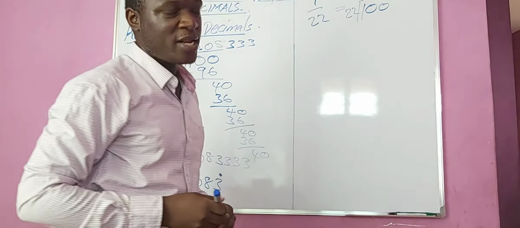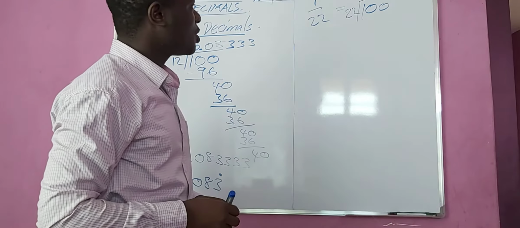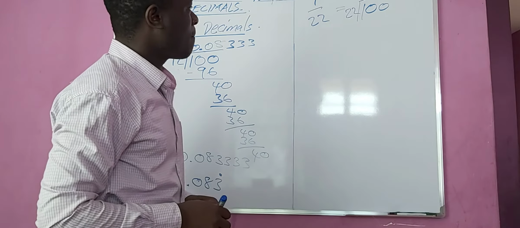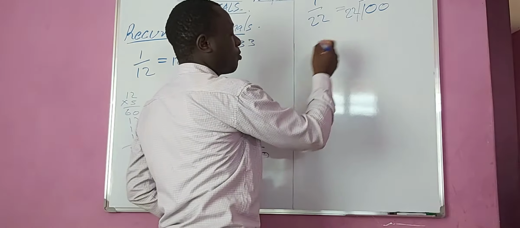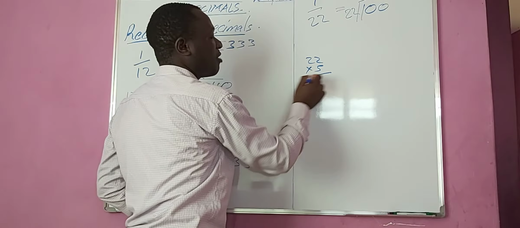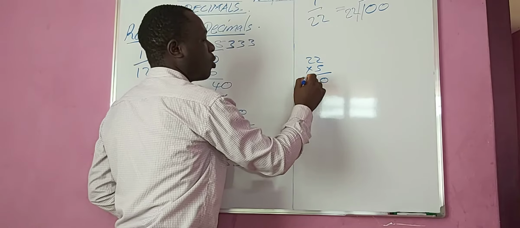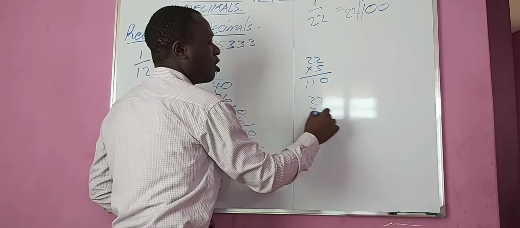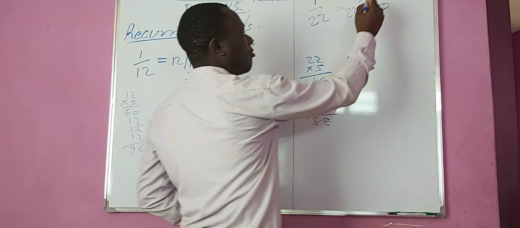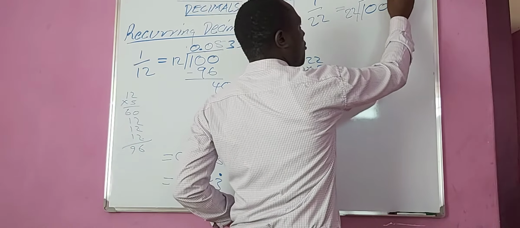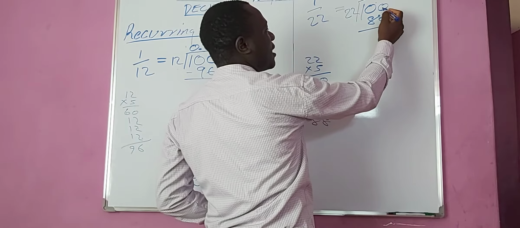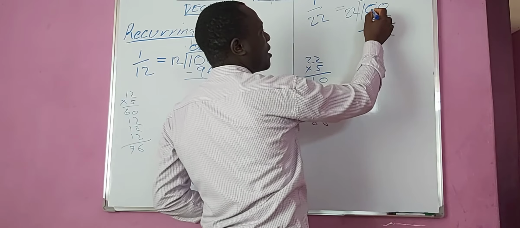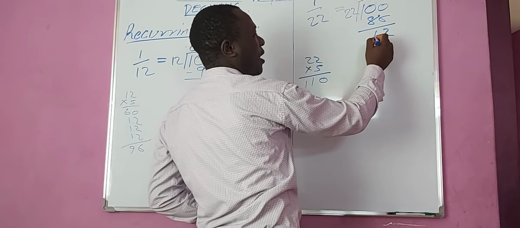Now 100 divided by 22, that is 4, because it is not 5. When you multiply by 5, you'll get 110. So 22 times 4, so we go for 4. 4 times 22 is 88. We borrow 1, bring it here, 10, that becomes 2. 9 take away 8, that is 1.